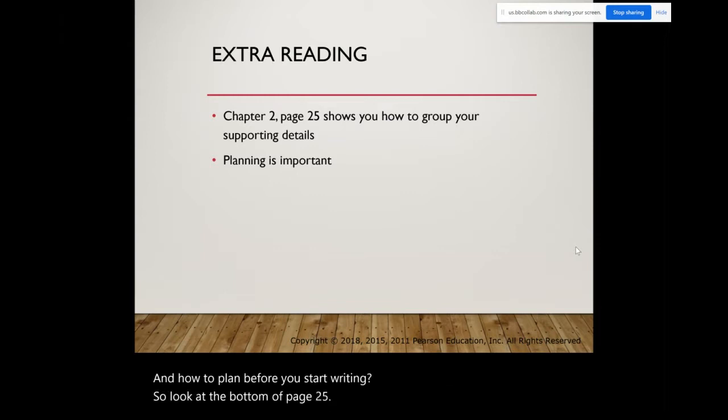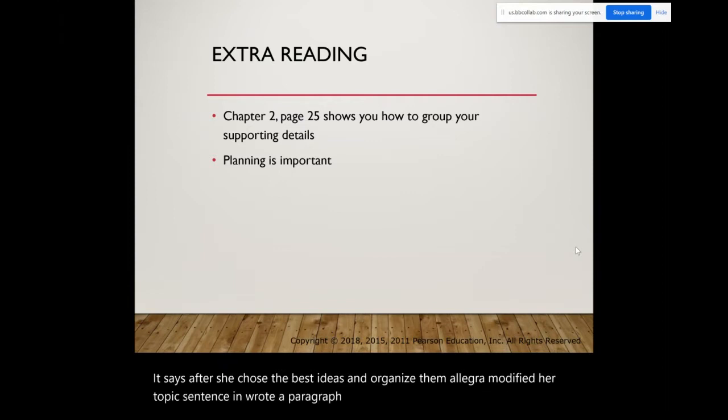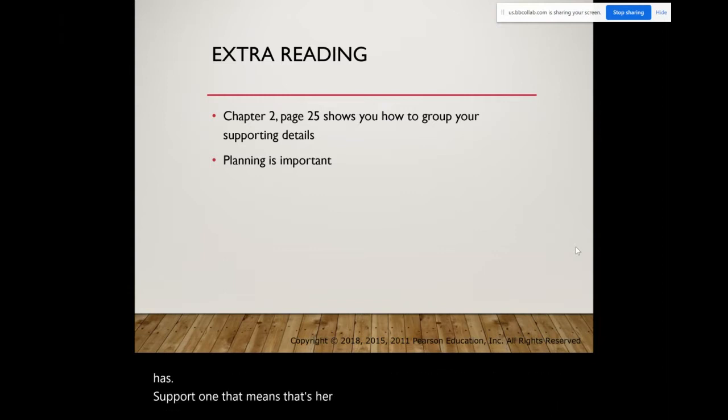This is sort of like an outline where it says Allegra's paragraph plan. It says after she chose the best ideas and organized them, Allegra modified her topic sentence and wrote a paragraph plan. So her topic sentence is at the top. She has support one. That means that's her first point. And then she has a second point and a third point.